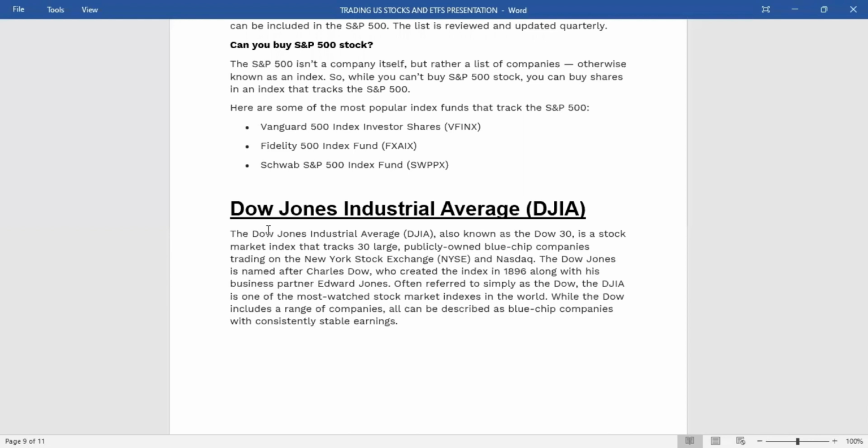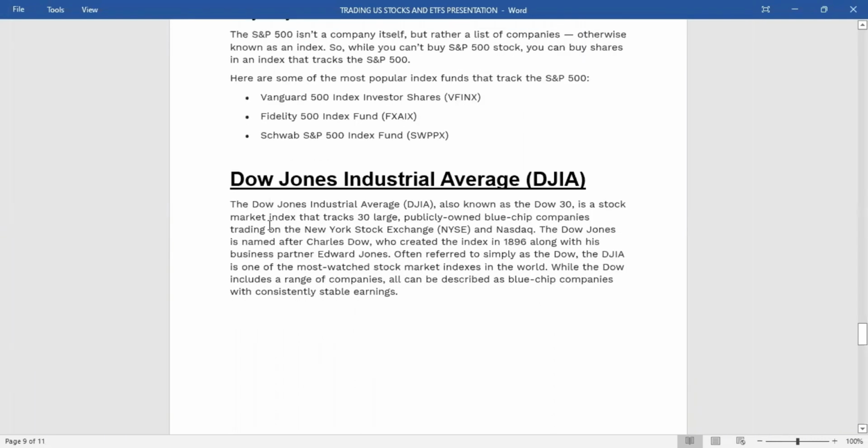You can also invest in ETFs that track the S&P 500. ETF stands for exchange traded fund. A good example is the Vanguard S&P 500 ETF, which you can find on our app, the HISA app. Its ticker symbol is VOO. VOO, that's the ticker symbol for Vanguard.